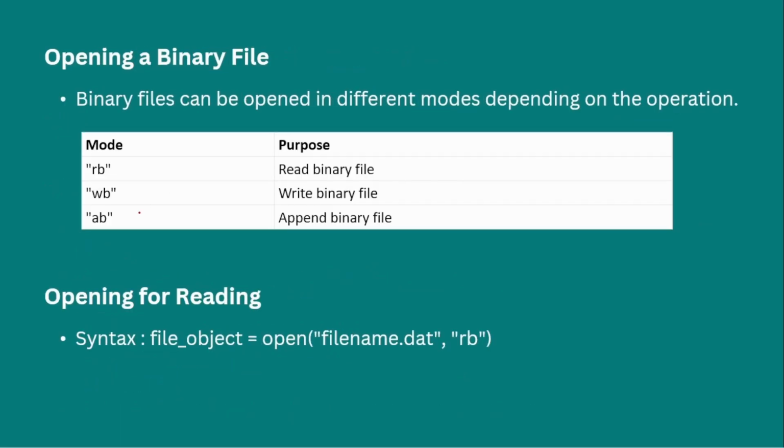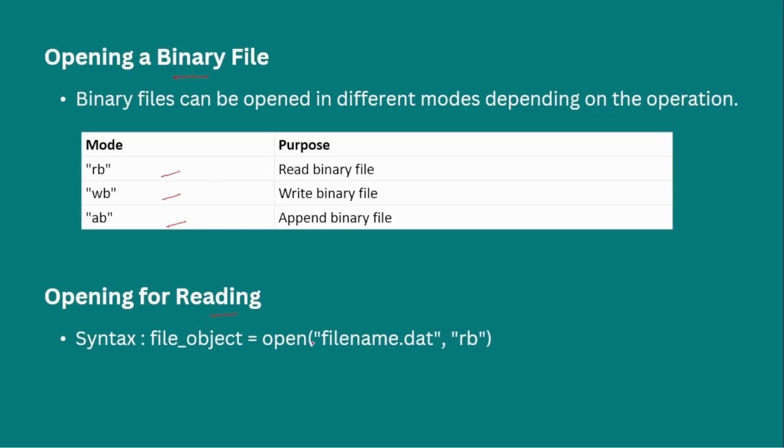Next is opening a binary file. So we just saw how a binary file is created. Now whenever we open a binary file, we can open it in these three different modes, which are read binary mode, in case we are opening it for reading purpose; write binary mode, for writing purpose; and append binary mode, for appending purpose. Okay, so these three modes are available.